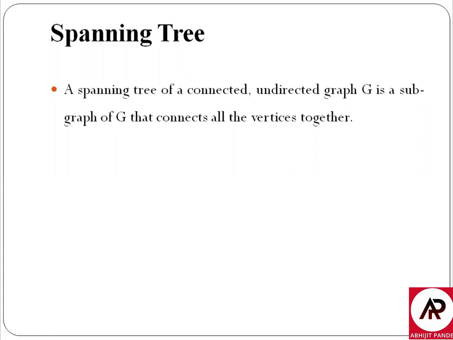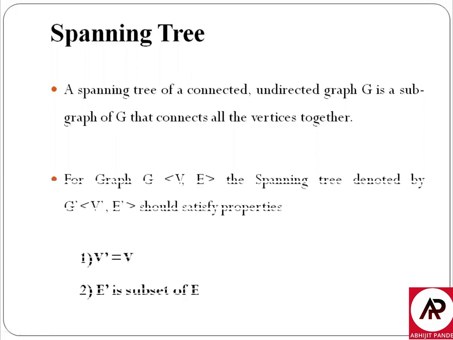Now, any spanning tree must satisfy two properties. Here, a graph G, as I told you earlier, is a collection of vertices and edges. The spanning tree should satisfy the two properties. First, the number of vertices present in a spanning tree must be equal to the number of vertices present in the graph. Suppose our graph consists of four vertices, then the spanning tree must consist of the four vertices only. And the second property is that the edges present in a spanning tree must be a subset of the edges present in the graph.